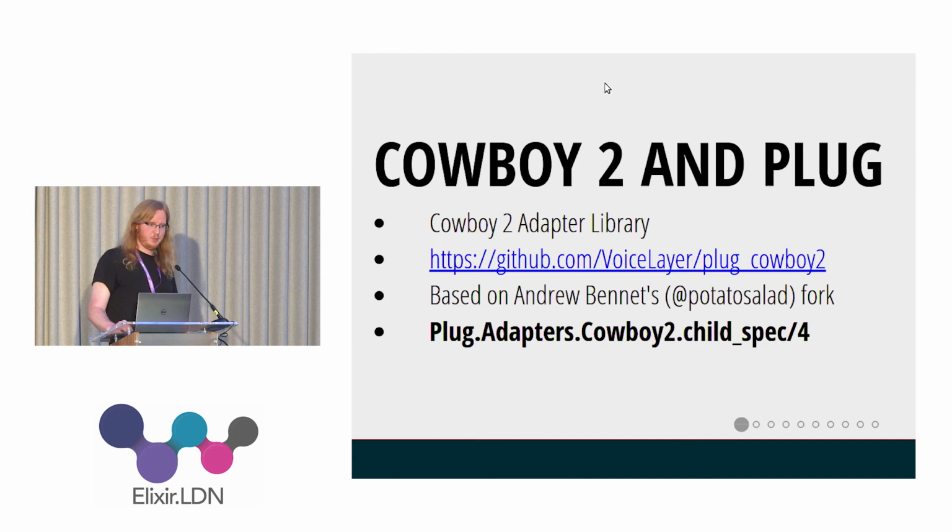And I stole his code and re-implemented it as a library so that you can use Cowboy 2 with Plug, but not have to fork Plug, so you can still get the changes to Plug without having to maintain your own fork. And the big difference here is when you start Plug normally, you normally don't call start_http. You normally add it to your supervision tree. And instead of calling cowboy.child_spec, you call cowboy2.child_spec, and that will work.